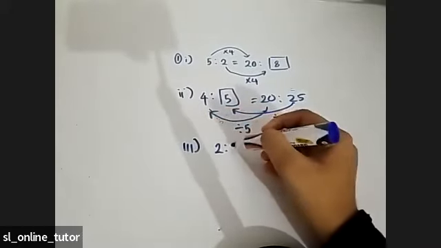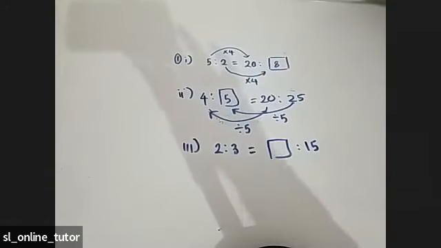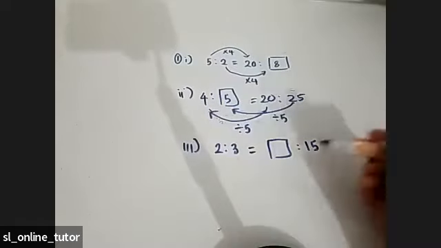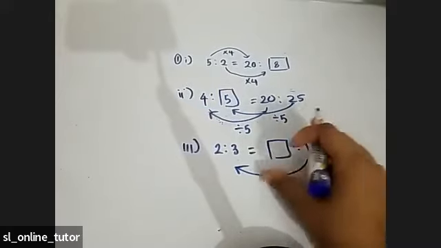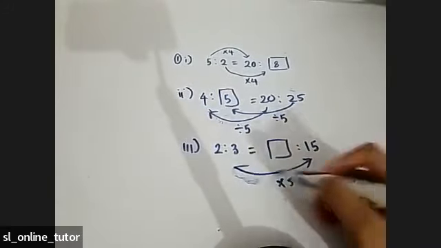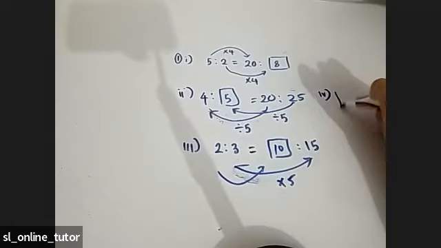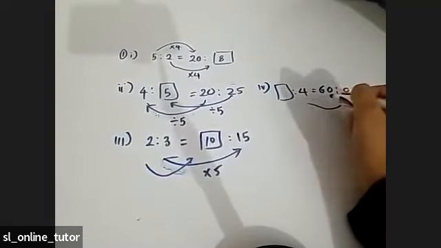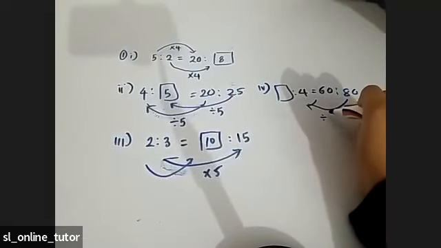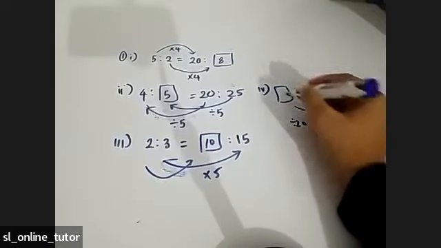Roman number 3, 2:3 equals an empty box is to 15. Okay, right. Then we can write down 15 divided by 5. No, not division. We have got multiplication. 3 times 5 and 2 times 5. 2 times 5, 10. Then the Roman number 4, something is to 4 equals 60:80. So in 60:80, 80 divided by what number gives you 4? 20. 80 divided by 20. Yes. 60 divided by 20 means you get 3.